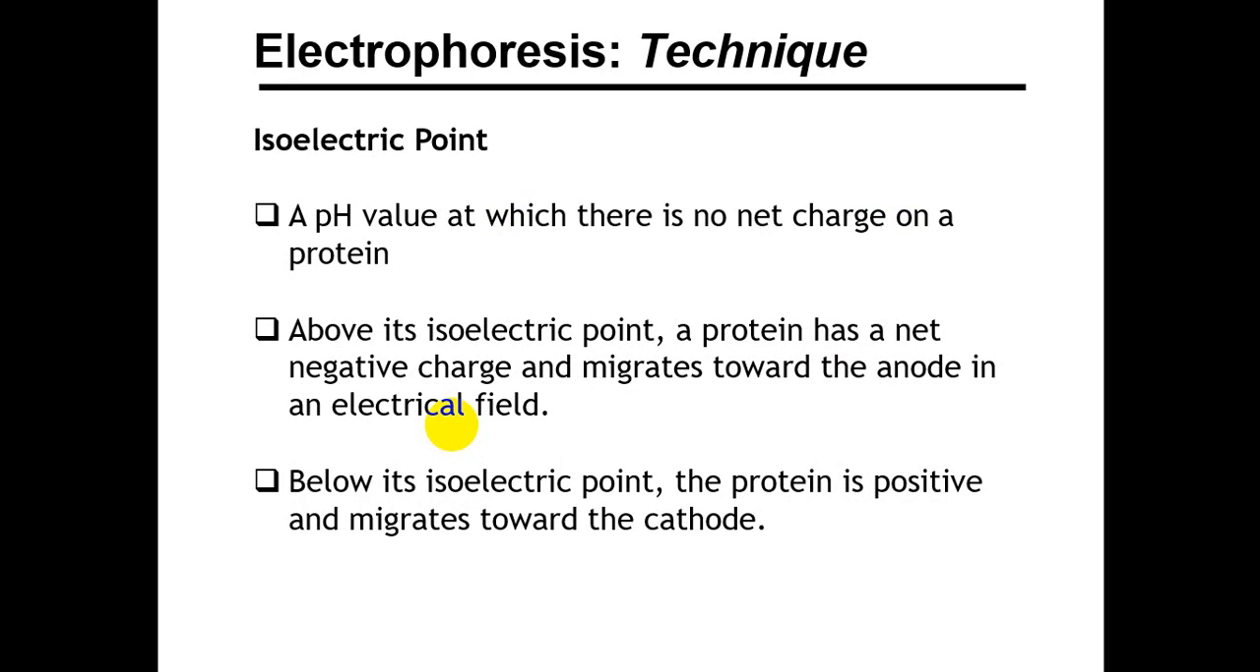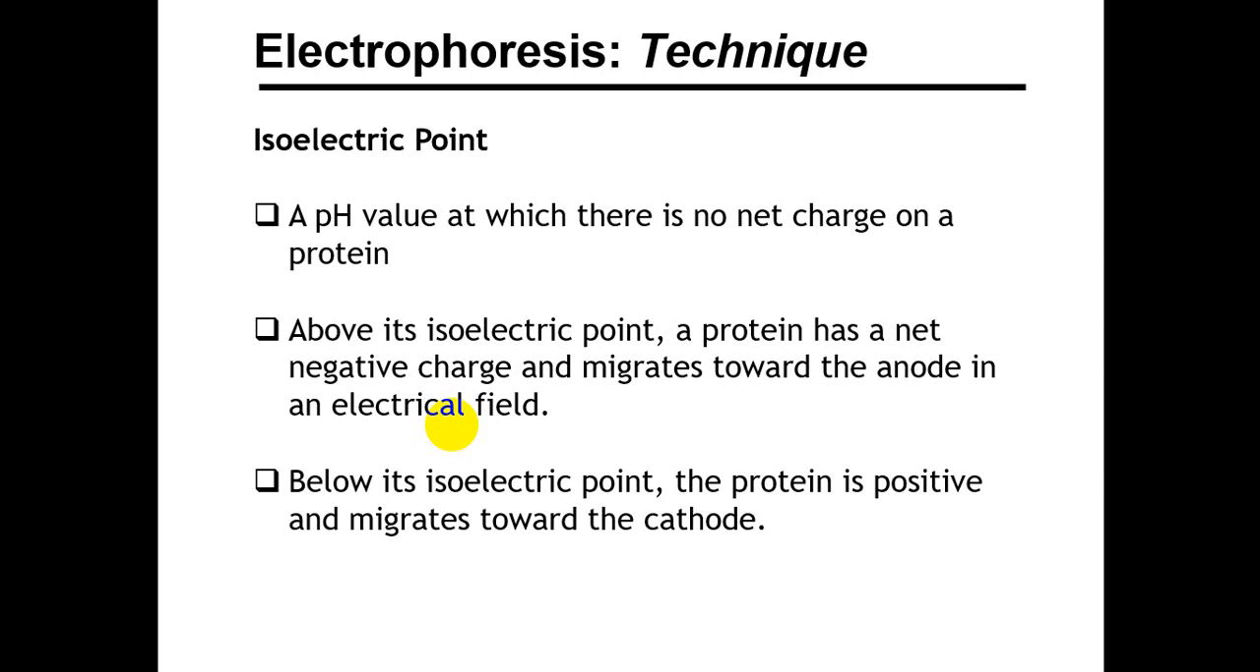Isoelectric point. A pH value at which there's no net charge on a protein is an isoelectric pH, or isoelectric point. We also call it isoelectric focusing. Above its isoelectric point, a protein has a net negative charge and migrates towards the anode in an electric field. I guess you understand this. If you do not understand, pause the video and think about it. You may now start the video again.